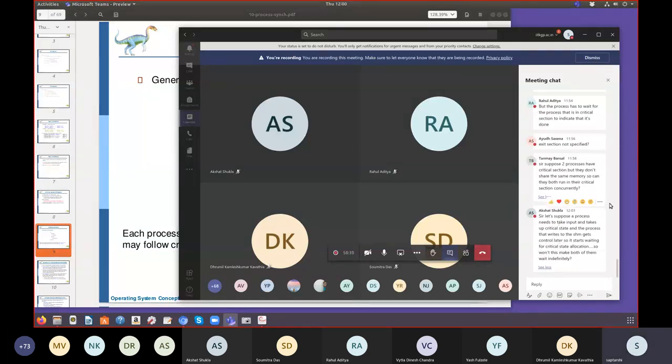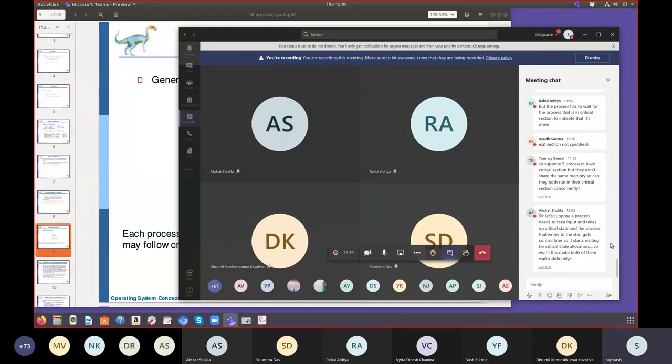Okay, Akshat has a question. Suppose a process needs to take input and takes up critical state and the process that writes to the shared memory gets control later. Wait. Okay, maybe unmute yourself, Akshat. A process needs to take input. Okay, so first of all, sure, you can write programs like that, but critical section is not the place to take input. Why do you think input would be taken in a critical section?